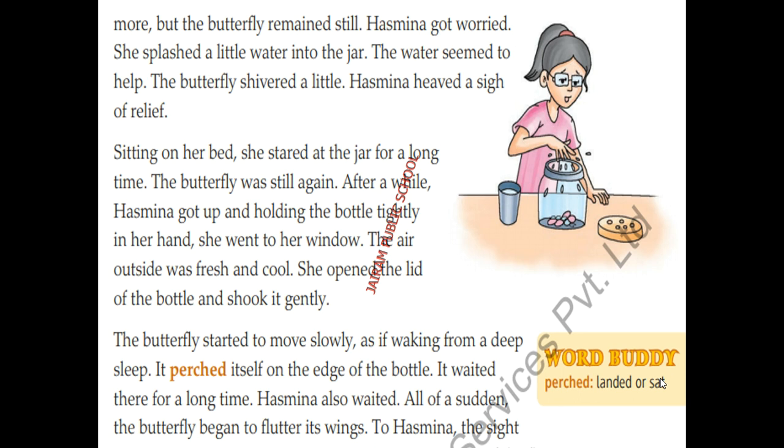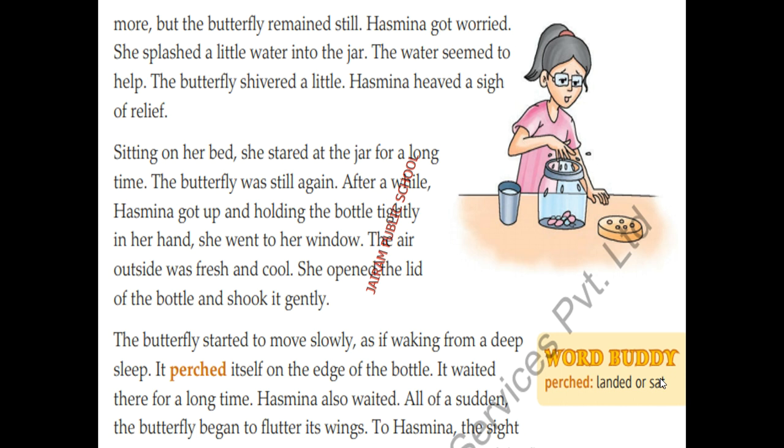She went to her window. The air outside was fresh and cool. She opened the lid of the bottle and shook it gently. The butterfly started to move slowly as if waking from a deep sleep. It perched itself on the edge of the bottle. What do you mean by perched? Which means a high place or position, especially one where you can sit and watch something.